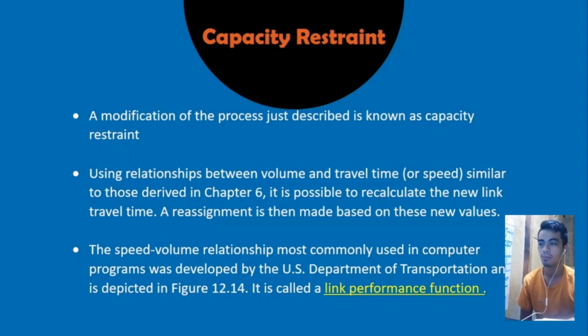The speed-volume relationship most commonly used in computer programs was developed by the U.S. Department of Transportation and is depicted in figure 12.14. It is called a link performance function.